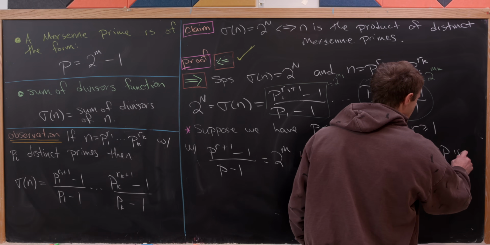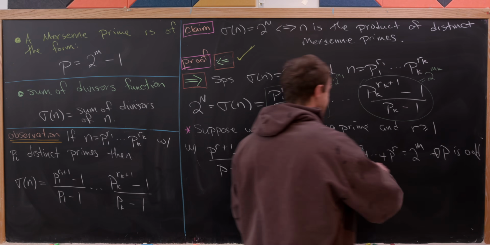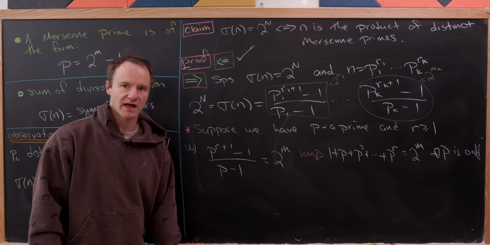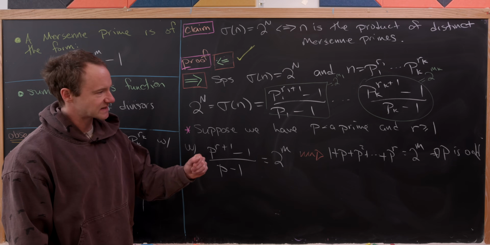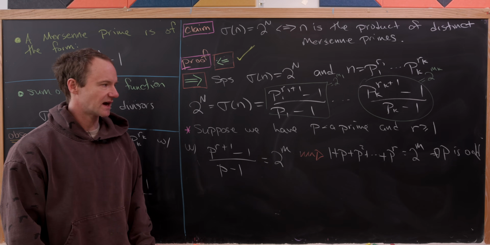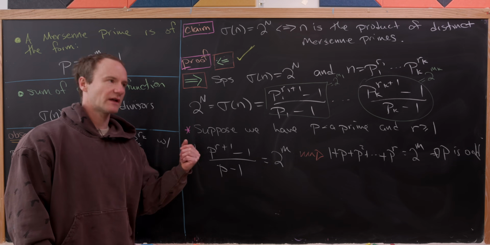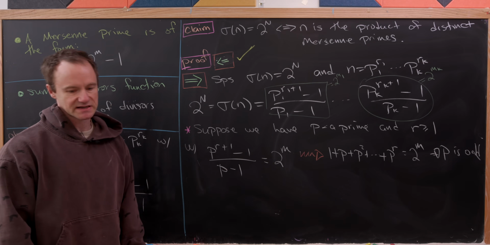So let's write this down. P is odd, because if p is even, then the left-hand side of that is an odd number. But we know that the left-hand side has to be even given that the right-hand side is even.